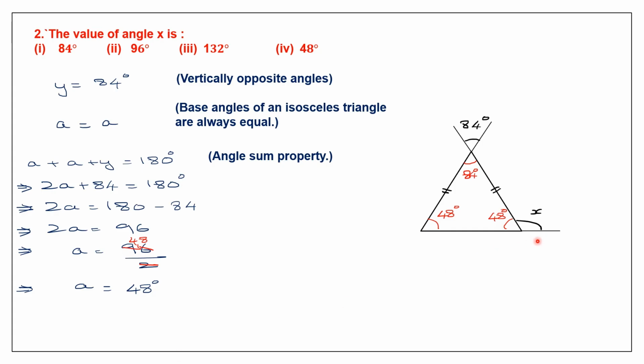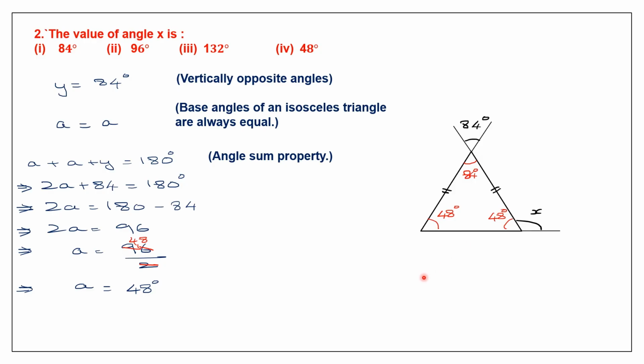Now there are two ways of finding. One, x is an exterior angle, isn't it? So we know the property of exterior angles. They are equal to the sum of the interior opposite angles, these two angles. Or you can say x and 48 degrees are a linear pair of angles. So both will equal 180. So you can use any one of these properties.